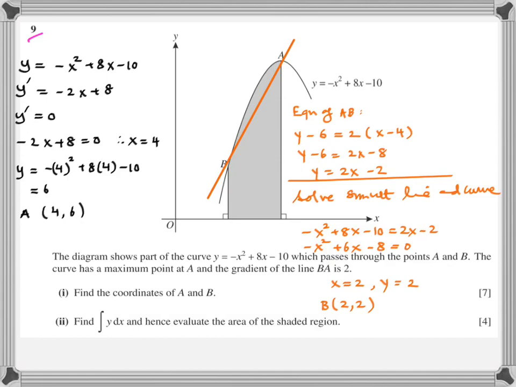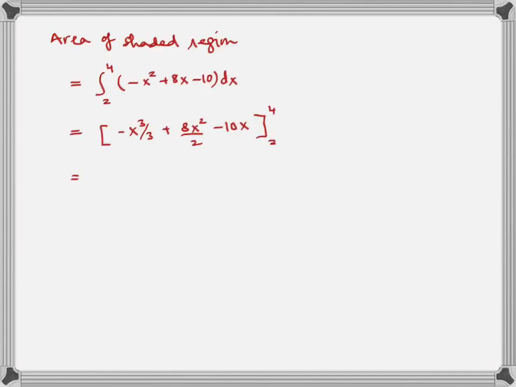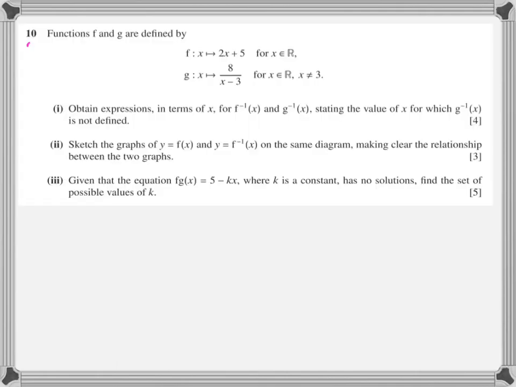The second part is too easy. Find the integral of this and hence evaluate the area of the shaded region. The area of the shaded region is simply the area under the curve between the x coordinate of B and the x coordinate of A. The x coordinate of B is 2 and the x coordinate of A is 4. So basically between 2 and 4, you integrate, plug in the limits and you get the answer.